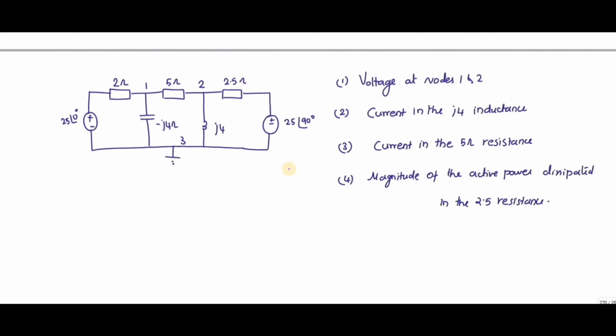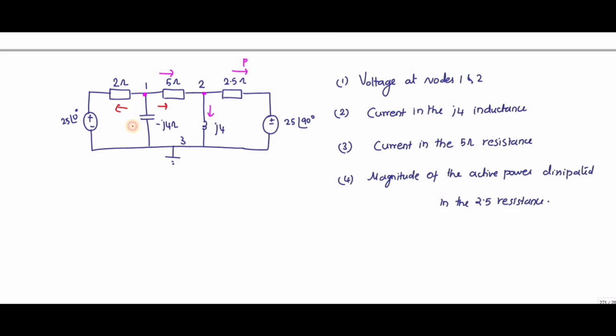So the question is, this is a diagram they have given. They are asked to find the voltage at nodes 1 and 2, the current that is flowing through this inductance, and the current flowing through the 5 ohm resistance, and the magnitude of active power dissipated. So they are asking about the power. Let's solve this problem.